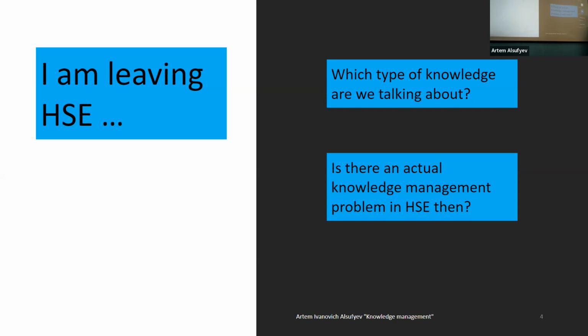For HSE, let's think. Raise your hands, those who agree that a university professor leaving HSE is a knowledge management problem for HSE. I have 1 hand, 2 hands, 3, 4, 5. And others assume that it's not a problem. Now, Shad, why is it not a problem?